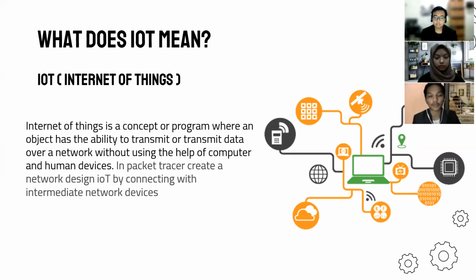As I said before, I would like to explain the introduction. What does IoT mean? IoT stands for Internet of Things. Internet of Things is a concept where an object has the ability to transmit data over a network without the help of a computer or human devices. In Packet Tracer, we create an IoT network design by connecting intermediate network devices.